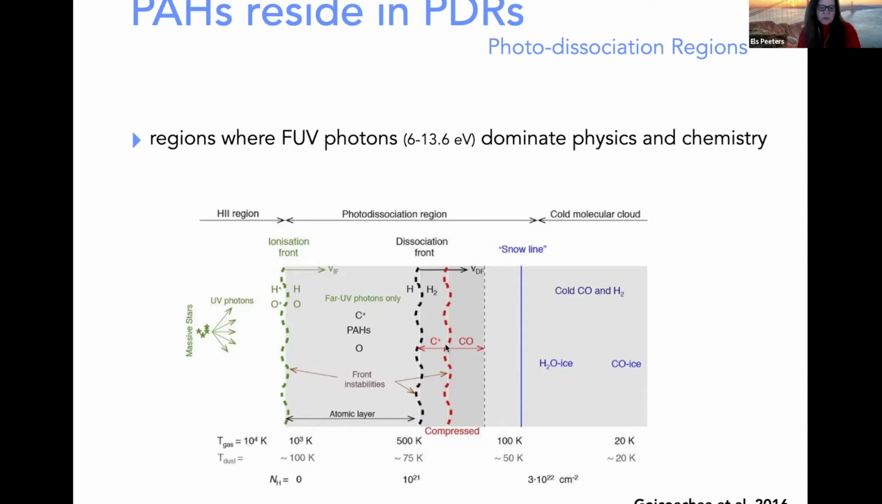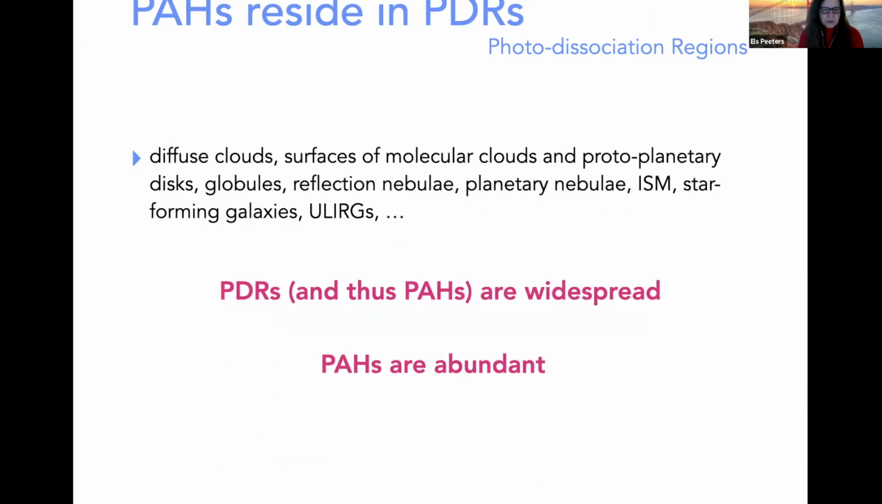And so the main thing I want you to take home from this image is that you have a very nice layered structure. Going from the left, you have the ionized gas, then a new layer where you have the neutral gas, a new layer where you have molecular hydrogen, and then at some point, another layer where you have both molecular hydrogen and CO. And so these are the regions here in the middle, between the ionized gas and the cold molecular cloud, where your PAHs reside.